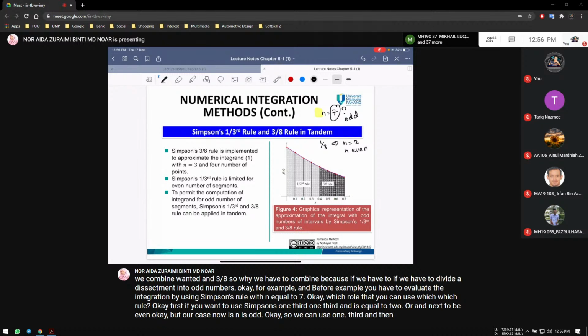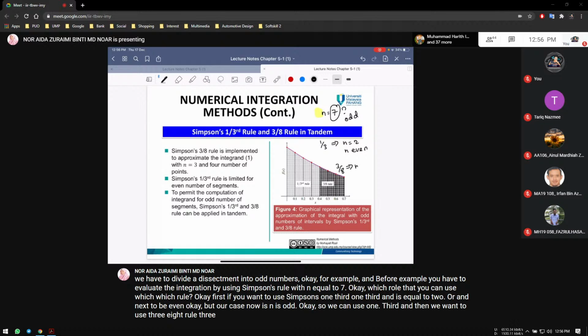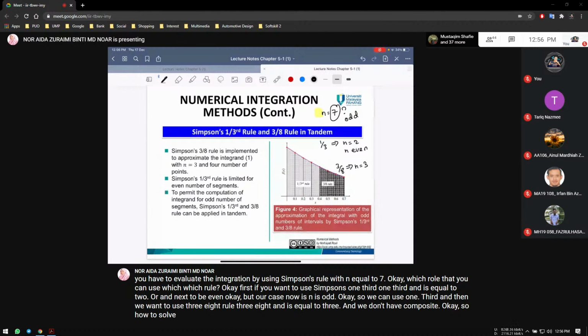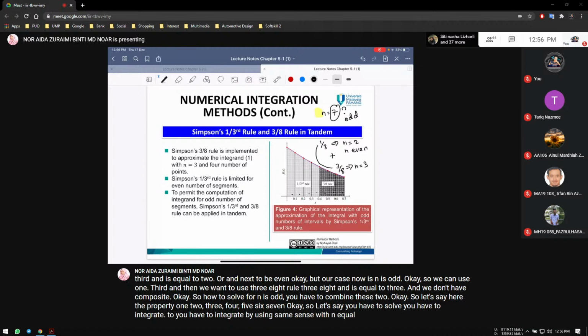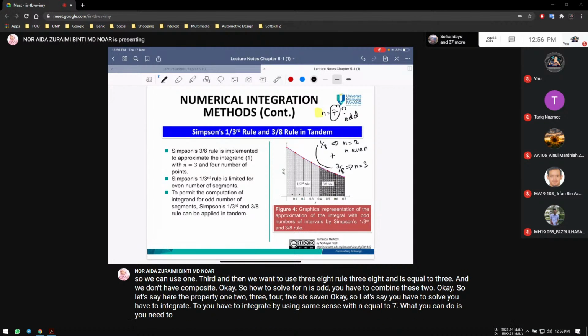And then if we want to use the 3-8 rule, n is equal to 3, and we don't have composite. So how to solve for n odd? You have to combine these two. Let's say, kita ada berapa ni? 1, 2, 3, 4, 5, 6, 7. So you have to integrate by using Simpson's with n equal to 7. What you can do is divide the 7 segments: 1, 2, 3, 4, 5, 6, 7.